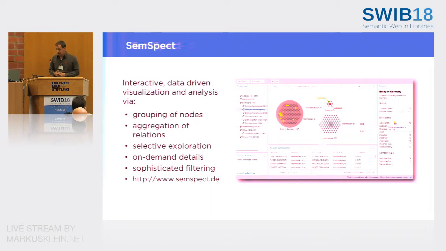Something which users are often very happy with, and which uses a different visualization approach, is something we have developed, and it's called Zemspect. It allows for interactive data-driven visualization by grouping of nodes and by aggregation of relationships. So we aggregate things as long as the user didn't ask for details. It allows for selective exploration and sophisticated filtering.